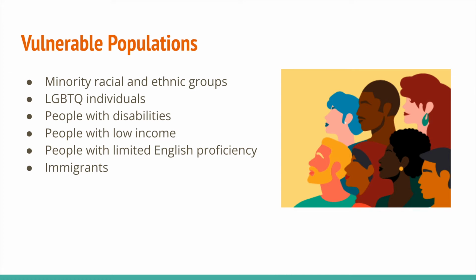We've already named a few vulnerable populations that experience worse health outcomes compared to other groups, but let's take this discussion further. In addition to the first 2 bullet points, which were discussed on the previous slide, other groups to consider in our discussion of health equity are people with disabilities, people with low income, people with limited English proficiency, and immigrants. I'll now take a moment to focus on each of these groups individually.